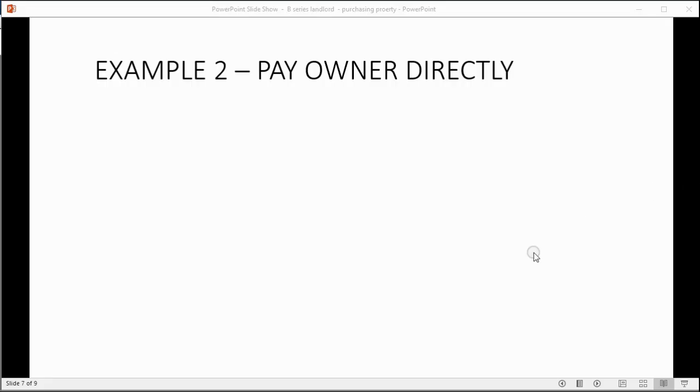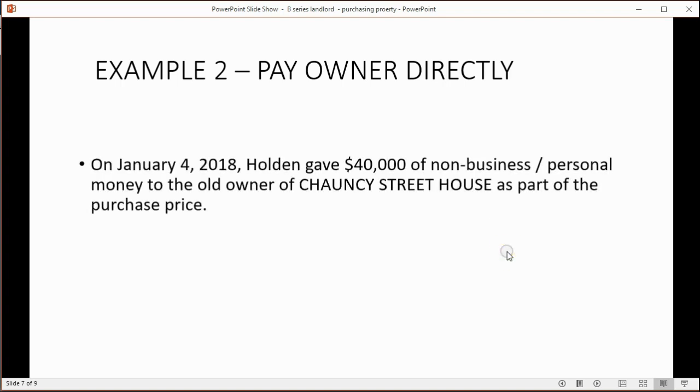What if the money came from Holden's personal account directly to the previous owner? And what if the mortgage company paid the previous owner directly? Well, let's take a look at an example in that case. On January 4th, Holden gave $40,000 of non-business personal money to the old owner of the Chauncey Street house as part of the purchase price. Now again, we're imagining that I already put the accounts in the chart of accounts before I made the video in order to save time.